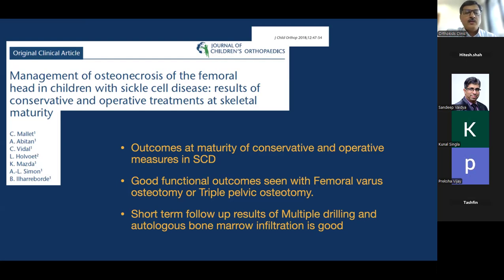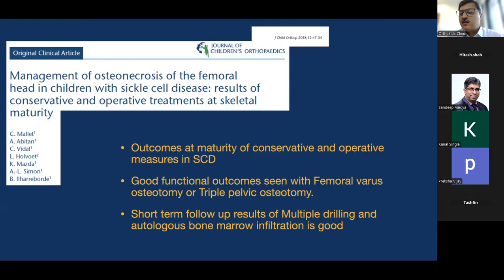So the key is we have to very closely follow these children, and as Hitesh Sir said, if it is showing signs of collapse and extrusion, we have to intervene. If it is not yet collapsed, you can do core drilling, and if it is extruding, there are still reports that you can do femoral osteotomy.